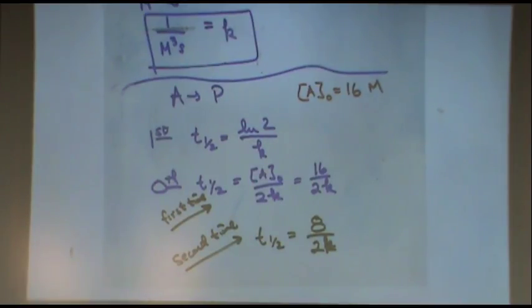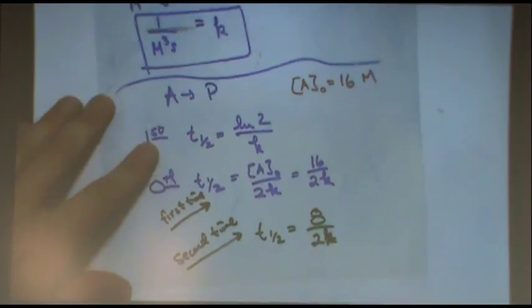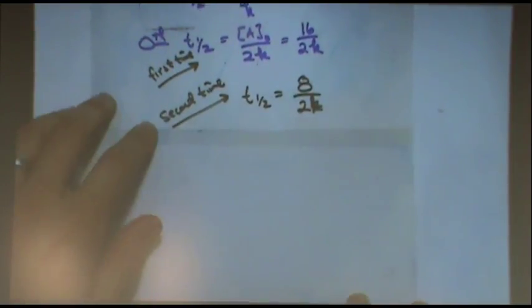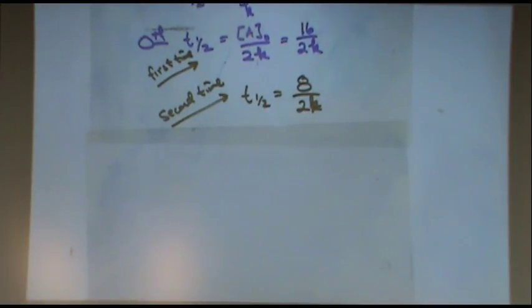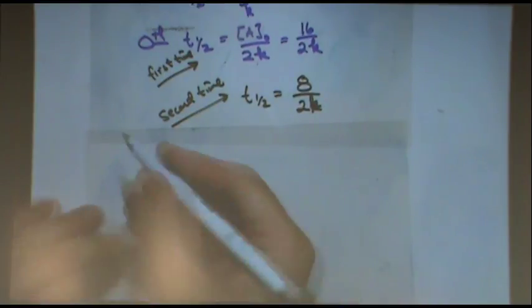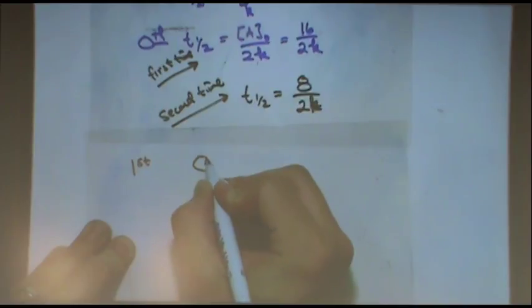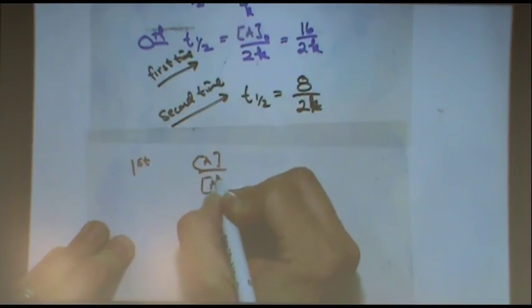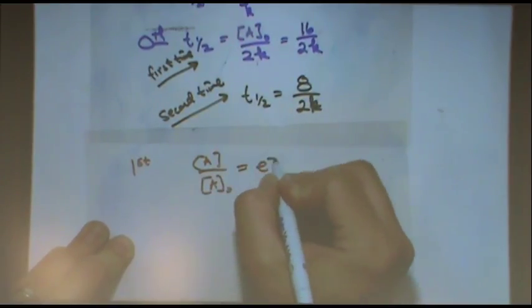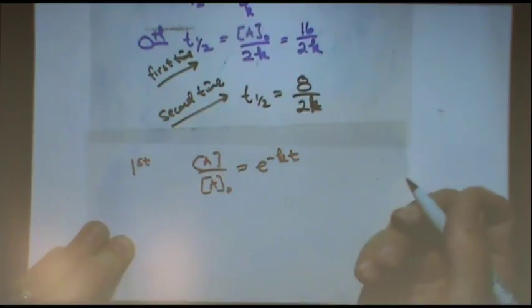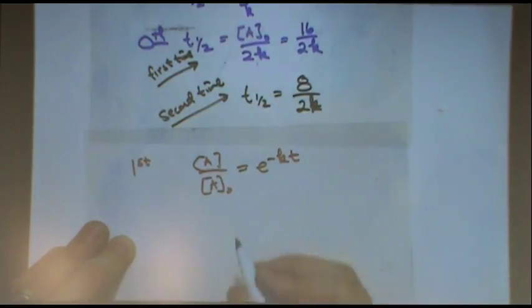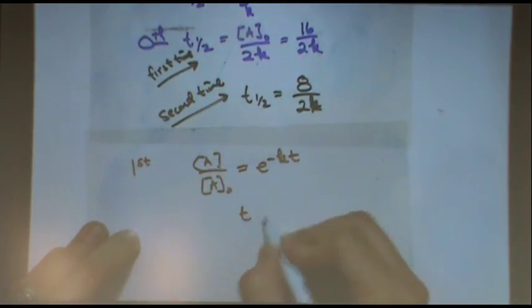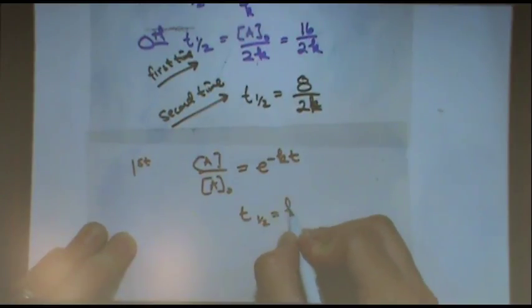In most cases, your average kind of medium level question would go as follows. Let's say it's first order. Then you'd have A over A naught equals e to the minus kt. So you have that integrated rate law, and you'd have this half-life.